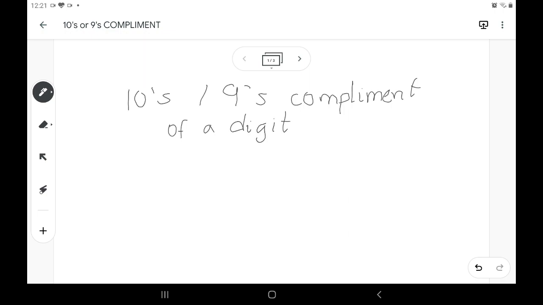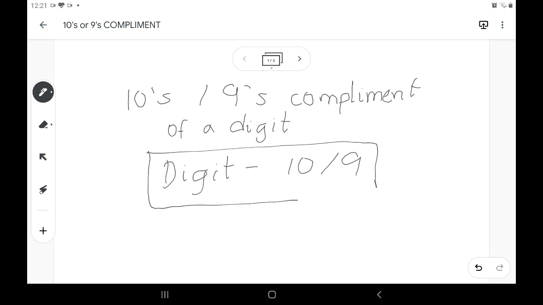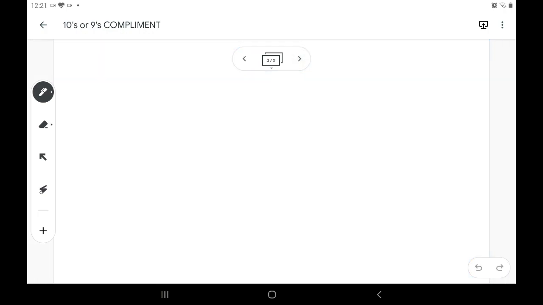Tens or nines complement of a digit is obtained when 10 or 9 is subtracted from that digit. So digit minus 10 or 9. This is an important formula. Generally, the tens or nines complement of a digit will be negative. Let's look at some examples regarding the same.